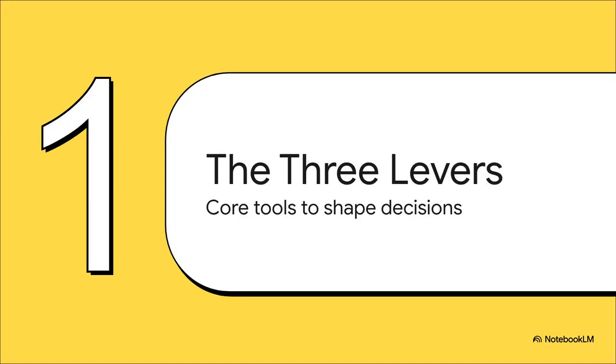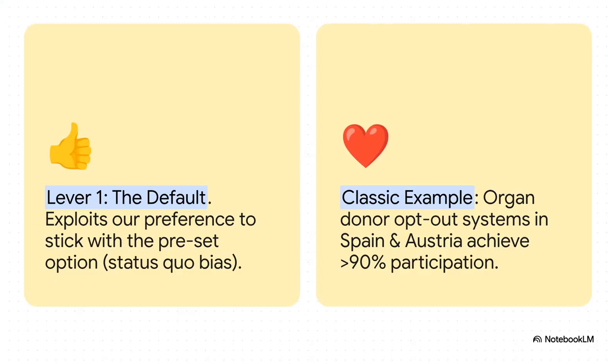To do this, choice architects have a core set of tools. You can think of them as three main levers you can pull to influence an outcome. So let's take a look at how each one works. First up is the default, and honestly, this might be the most powerful lever of them all. We humans have this natural bias to just stick with whatever's already preset for us.